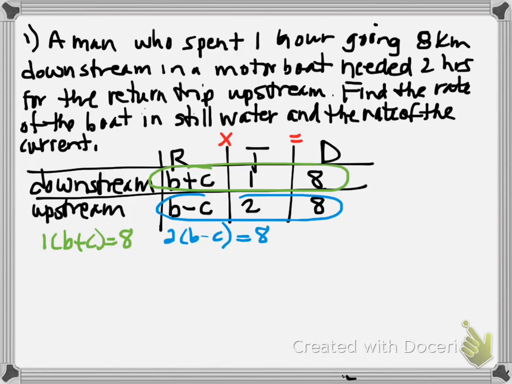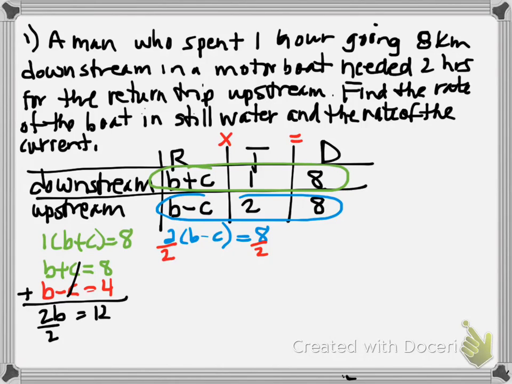If you notice on the second equation, the coefficient 2 goes evenly into 8. So here's what my two equations look like. I still have, when I distribute, B plus C equals 8, and now when I divide by 2, I have B minus C equals 4. So I'm ready to solve my system by simply adding and eliminating. So I get 2B equals 12, divide by 2, and I get B equals 6.